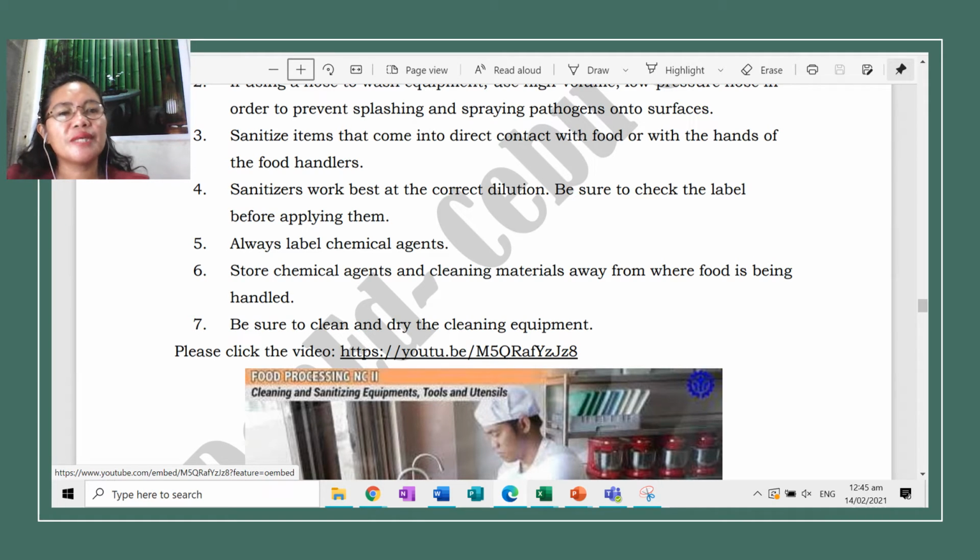Then always label chemical agents. It's very important. Then store chemical agents and cleaning materials away from where food is being handled. You separate that one, class. It's very important because it's dangerous. Be sure to clean and dry the cleaning equipment.